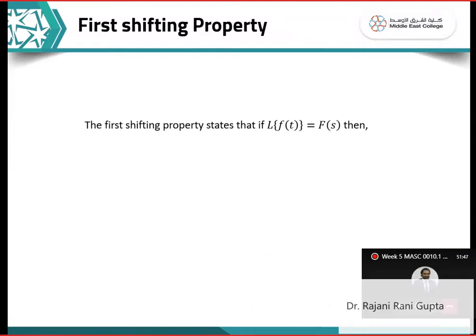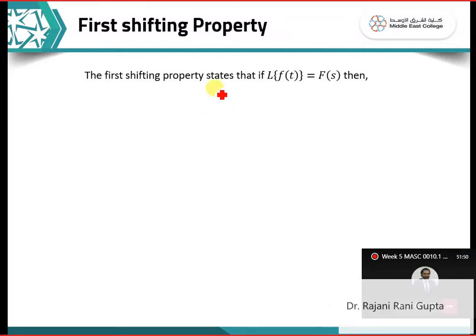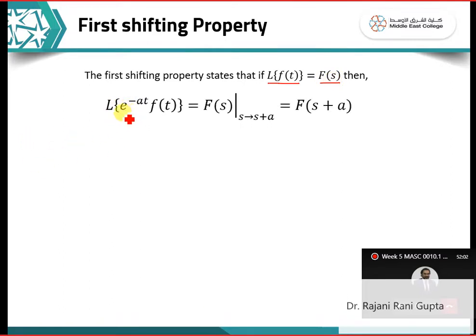So in this first shifting property of Laplace transform, what this property states is that if we denote the Laplace transform of any function f of t as capital F of s, then the Laplace transform of e power minus at multiplied by the function of t is given as F of s, where s is replaced by s plus a. We have to change the value of s to s plus a.